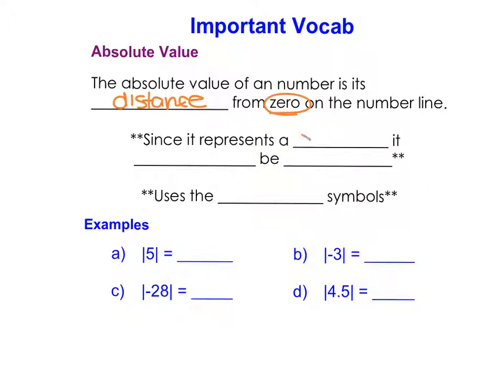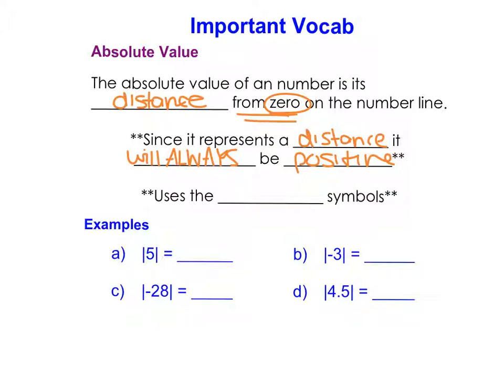Since it represents a distance, it will always be positive. Because if you think about it, you can't have a negative distance. You would never say you ran -3 miles. You would never say that something was -4 inches tall. Distance is always positive, which is why the absolute value function always produces 0 or a positive number, because it's talking about distance from 0.